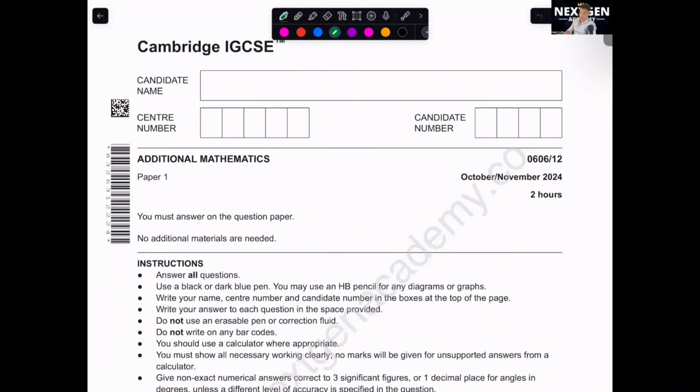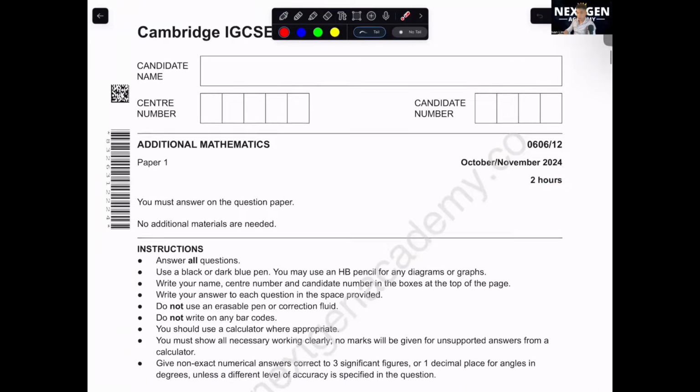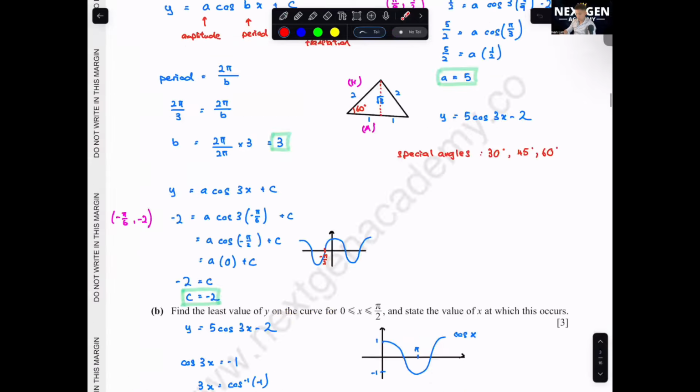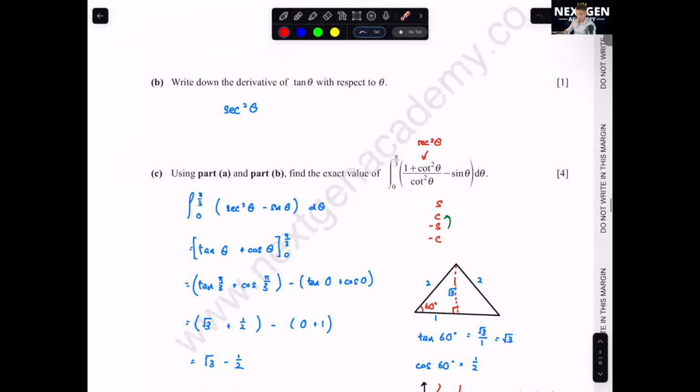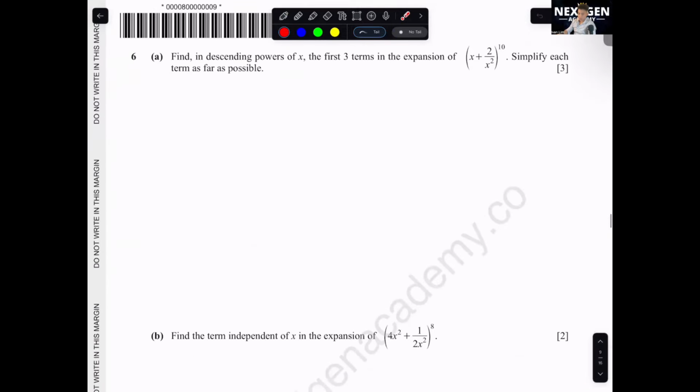Okay, welcome back, my NextGen family. Today we're going to go through the second half of this paper, October-November 2024, paper 1-2. We're going to continue from where we left off. Question 6, question 6a. Find in descending powers of x the first three terms in the expansion of x plus 2 over x squared. Simplify each term as far as possible.